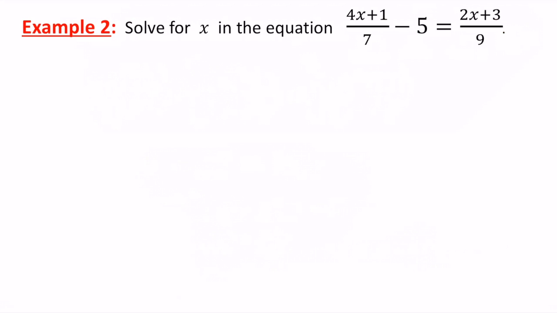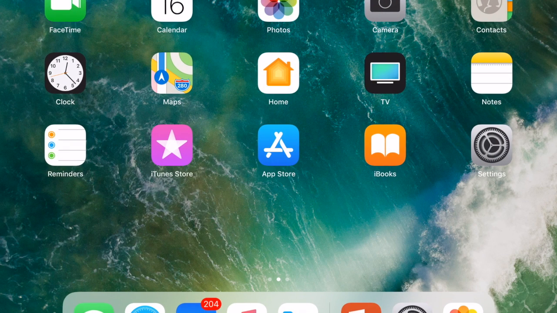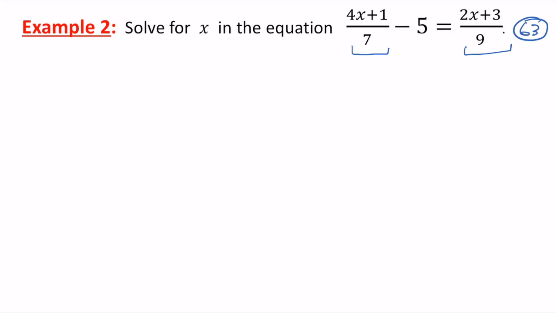Let's see the second example. Same one again, and in this case we're looking at all the terms that are fractions, and that would be this one and this one, and we want to just find a common denominator, which of course in this case would be 63. So now we just want to multiply every single term by 63.